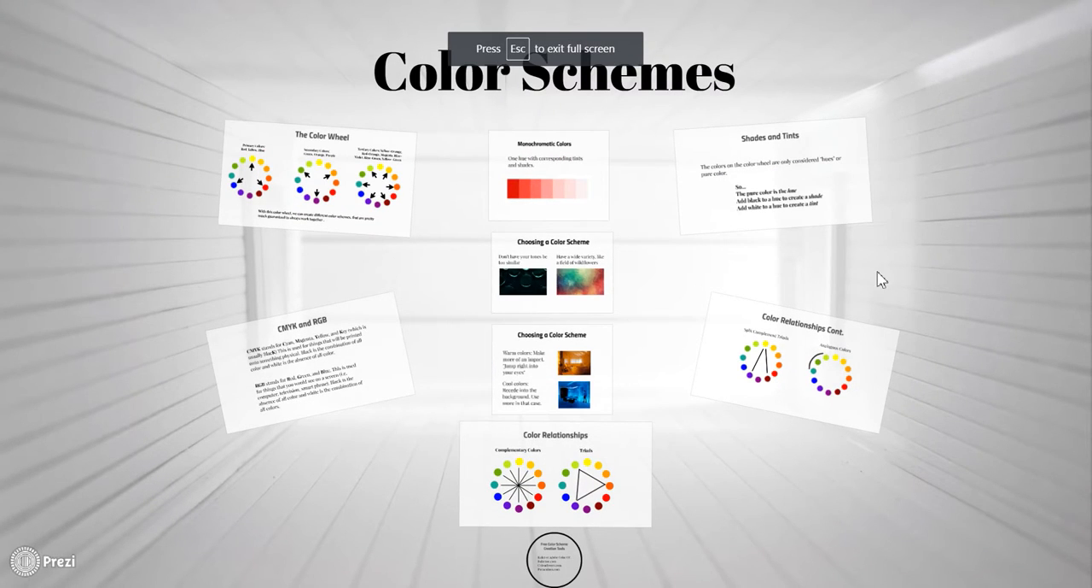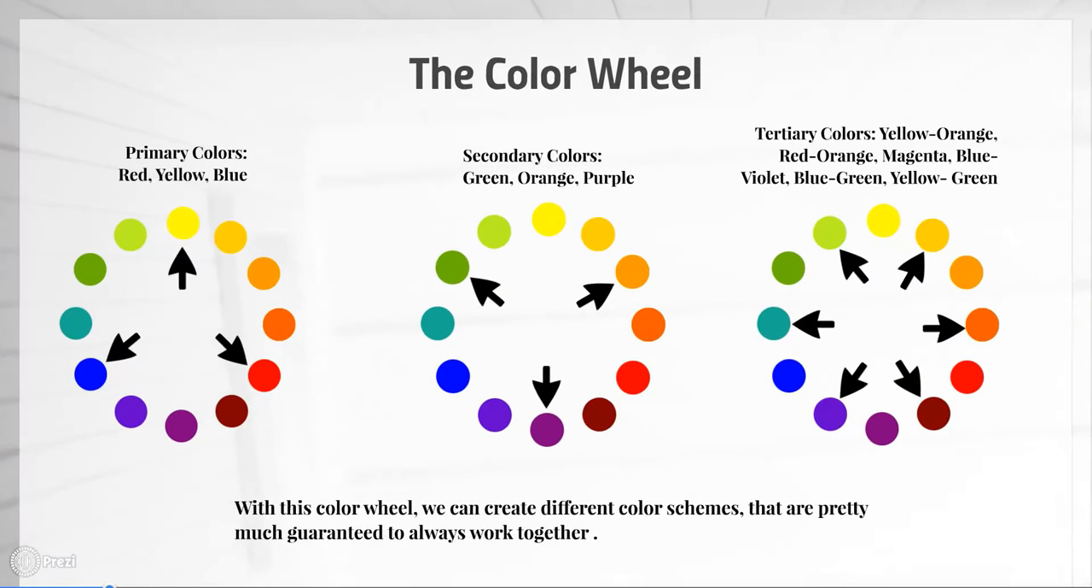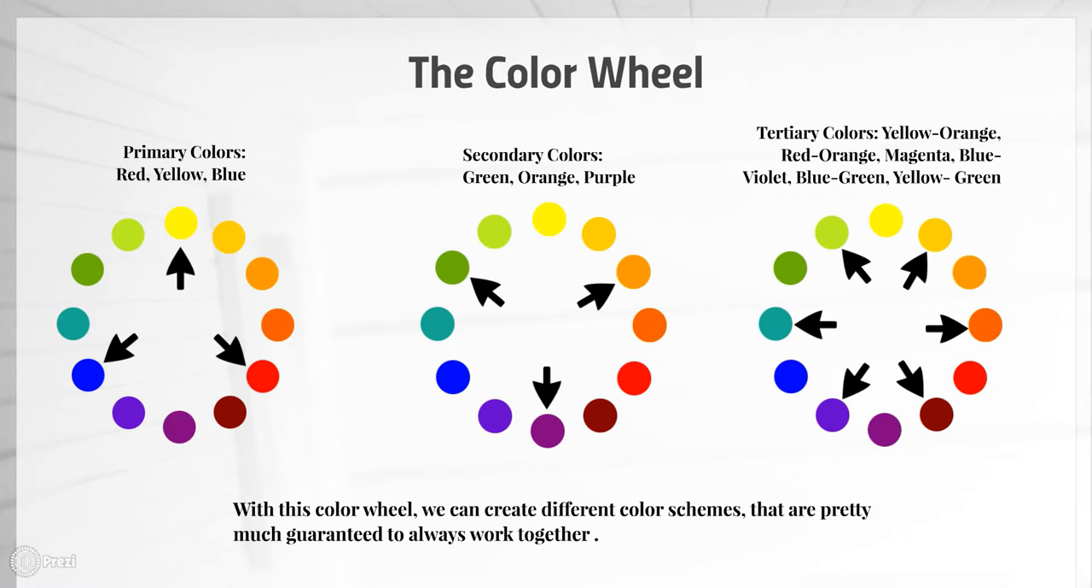I did my presentation on color schemes, and it's important to know the color wheel when you want to make a color scheme, starting with primary colors. These are obviously red, yellow, and blue, and these are colors that you cannot mix from any other color, and you use them to make every other color.